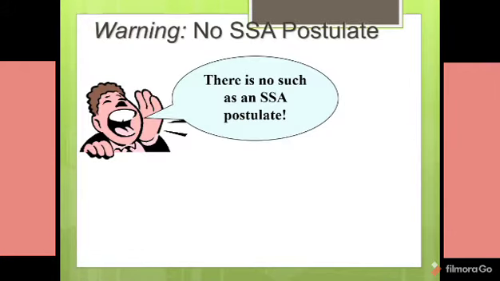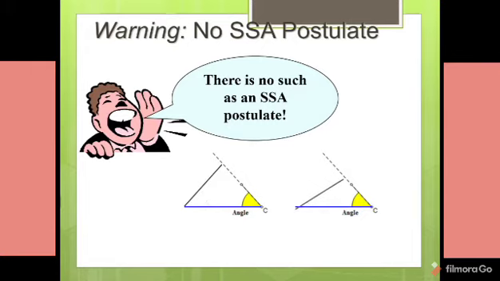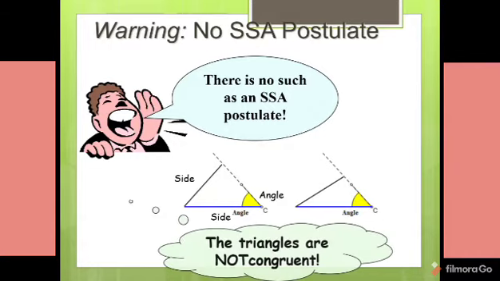Oops, warning, no SSA postulate. There is no such thing as an SSA postulate or side-side-angle. Let's find out here in our illustration. Just observe. Okay, that line. There you go, the other line, which is the other side. Oh, take a look at that one. They are not in the same position. So the triangles are not congruent.